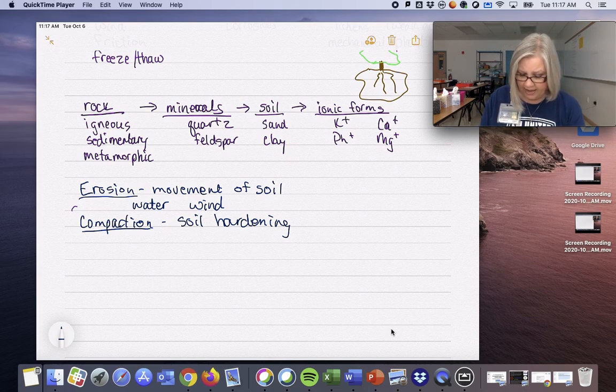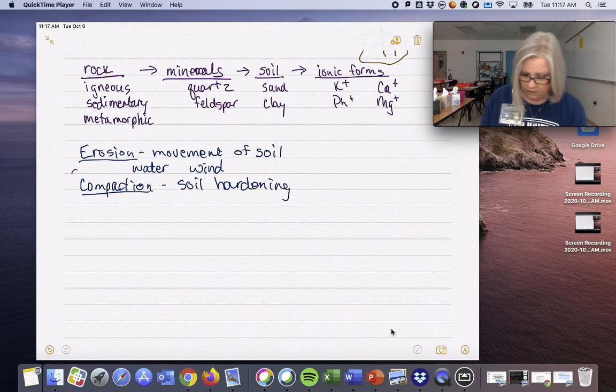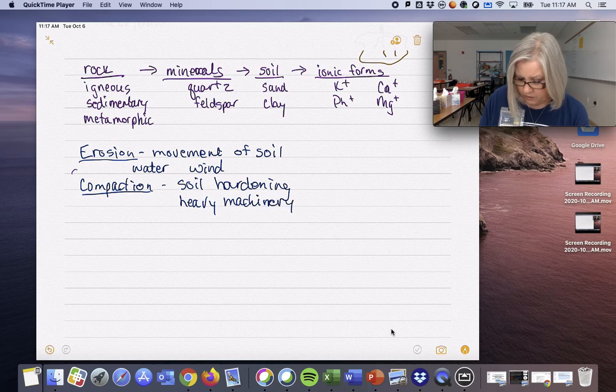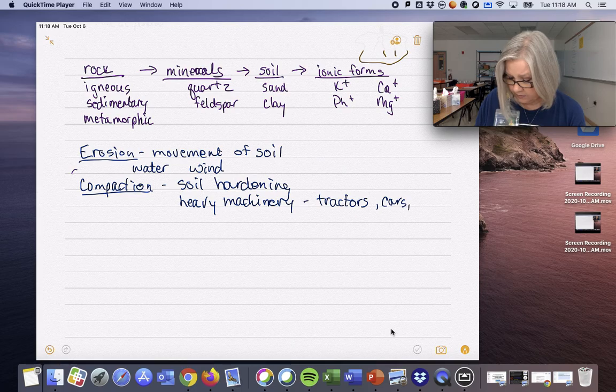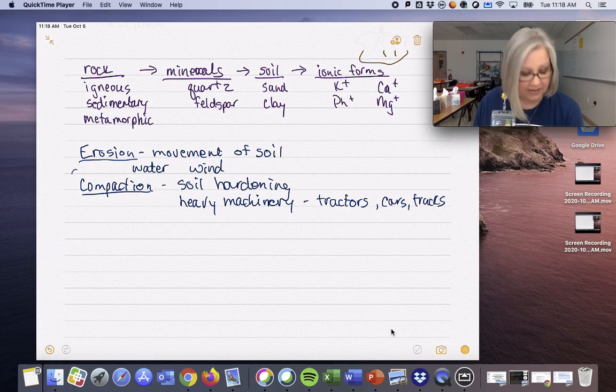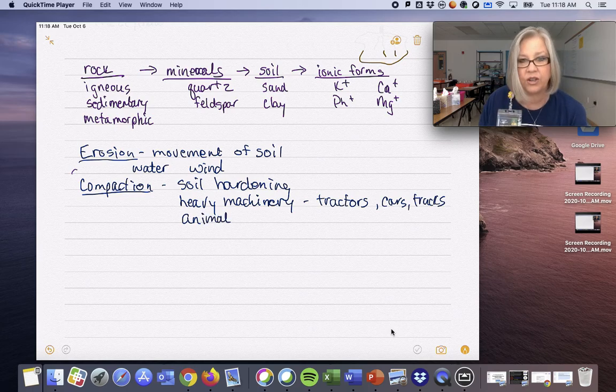One of the big ones is heavy machinery. So things like tractors. Let me write this down. Heavy machinery. Tractors. Cars. Trucks, those kinds of things. Another one can be caused by animals. So animals can actually cause a lot of compaction.